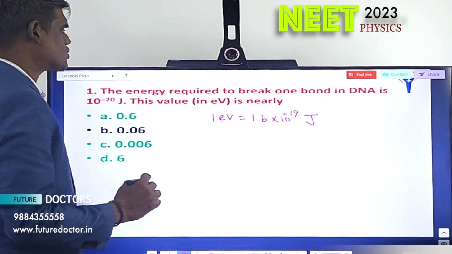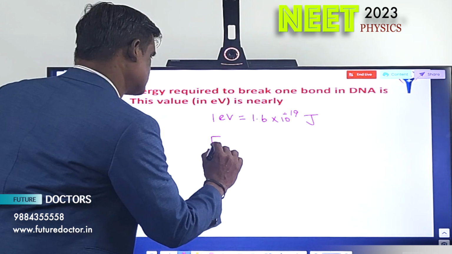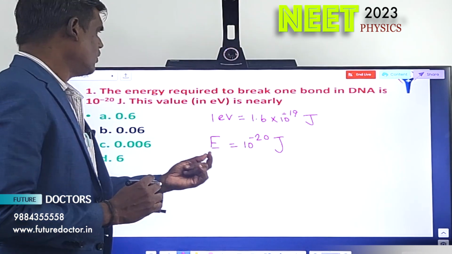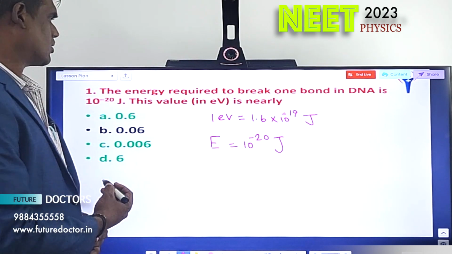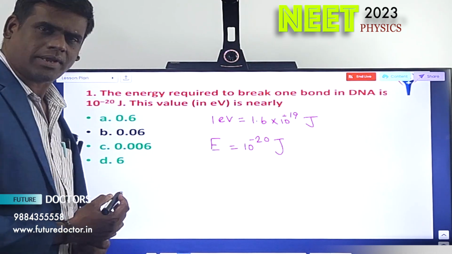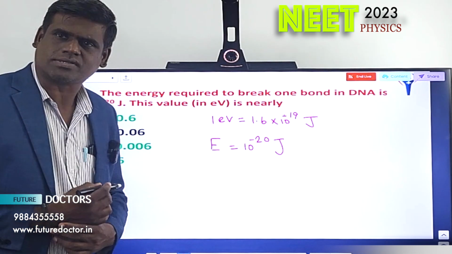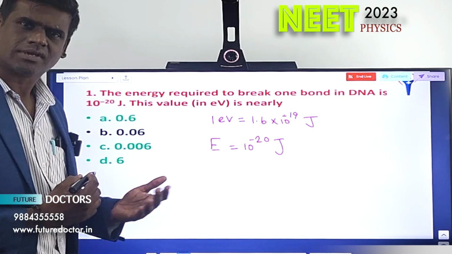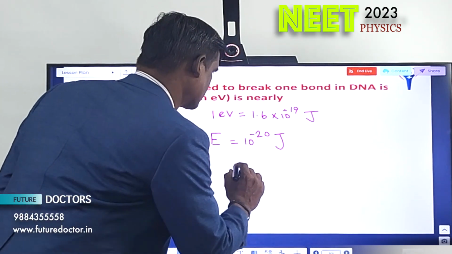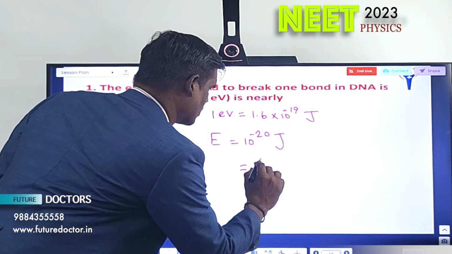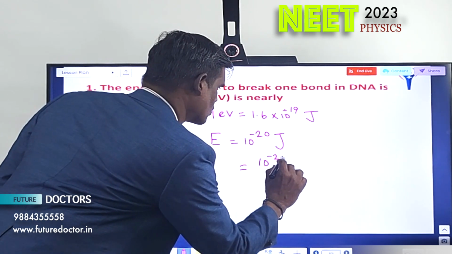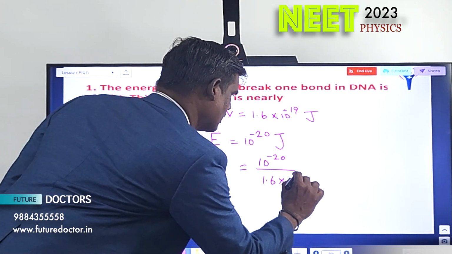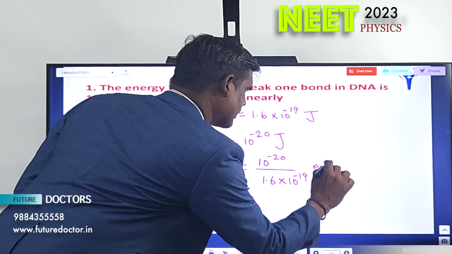Now, the energy given is 10 power minus 20 joules. You should convert this joules into eV. If you want to convert this into eV, do you multiply by 1.6 into 10 power minus 19 or divide by 1.6 into 10 power minus 19? Yes, divide by 1.6 into 10 power minus 19. So this is equal to 10 power minus 20 divided by 1.6 into 10 power minus 19. Then you will get the answer in eV.